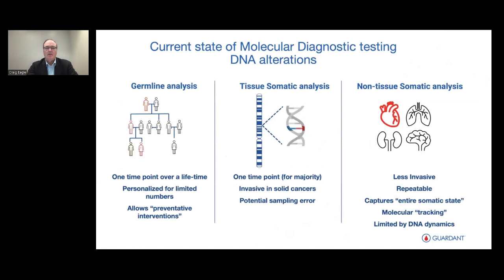So first and foremost, one can think of the current state of molecular diagnostic testing through measurement of DNA alterations. And of course, we've got the starting point of germline analysis, where this is a one-time point over a lifetime. And we mustn't forget germline people often think about as a mutation that increases the risk of a disease. But similarly, we can think about germline mutation in the pharmacogenomic sense as well, and the way drugs are handled in the body and processed in the body. And this is personalized in terms of grouping people with similar genetic makeup for a very limited few people that can be affected by these germline mutations. And what it does allow is it allows this preventative intervention in that group.